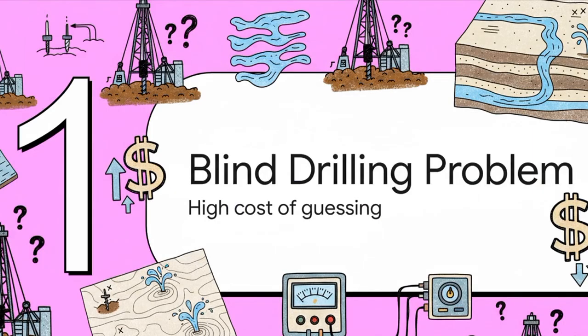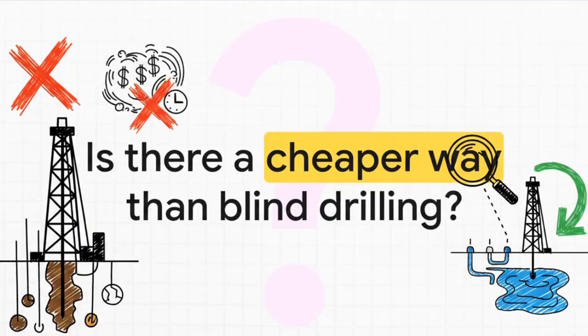Section 1. The blind drilling problem. The high cost of guessing. So, I want you to imagine for a second that you need to find the absolute best location to drill a water well, and you're standing out in the middle of this massive flat alluvial valley. One option is to just drag a huge drilling rig out there and, well, start guessing. You drill exploration wells maybe every 20 meters. Now, you might actually hit the perfect spot, or you might just hit completely dry rock.